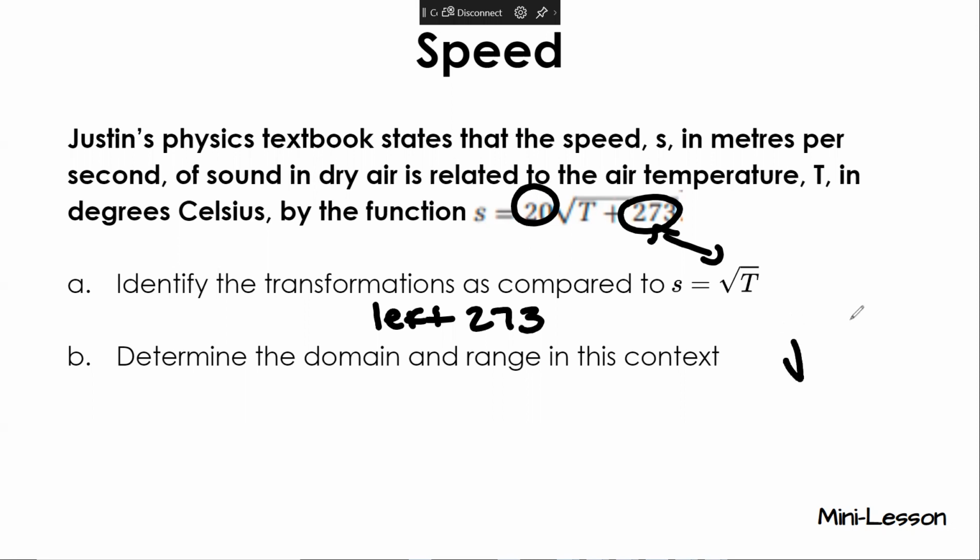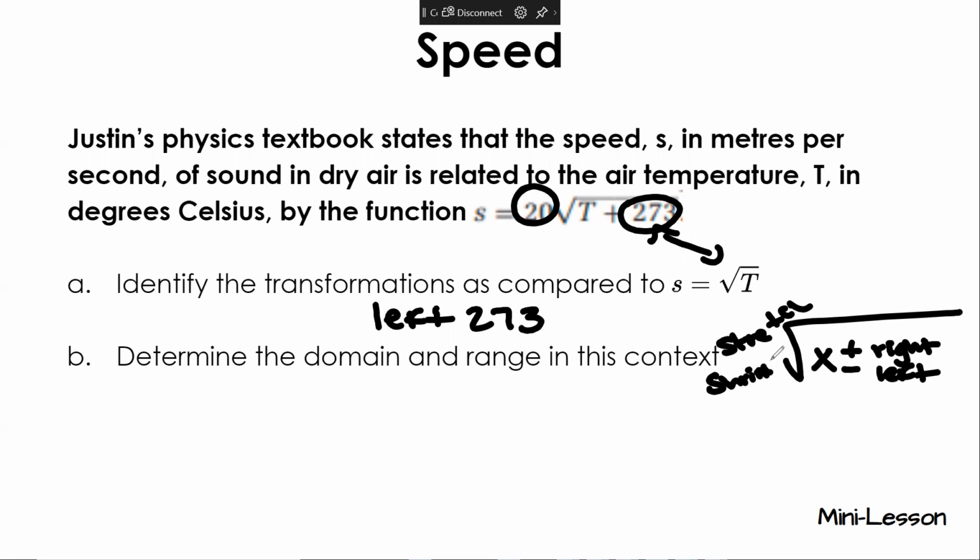Okay, so let me ask you this. We did this last week where we said, okay, so the number out front either stretches or shrinks it, right? And we learned this last week. So what is this number going to do? Okay, so a stretch of 20, right? And then left 273.